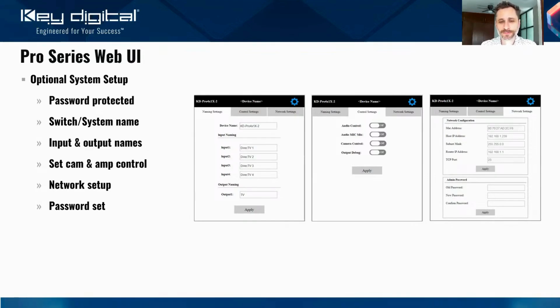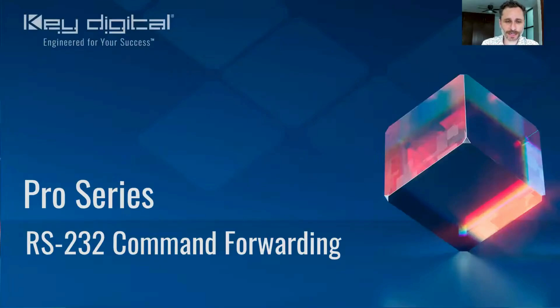You could enter the device name, the input name, and you can control the audio control, camera control, network settings, and more. But remember, all KeyDigital devices have a static IP. 192.168.1.239 is the default IP address for the Pro Series switch. So generally, we recommend that you connect via USB first to set up the switcher and set that desired IP address. Unless your network is 192.168.1.something, then you could just plug in the switcher and you're going to be able to access it through the web UI as well.